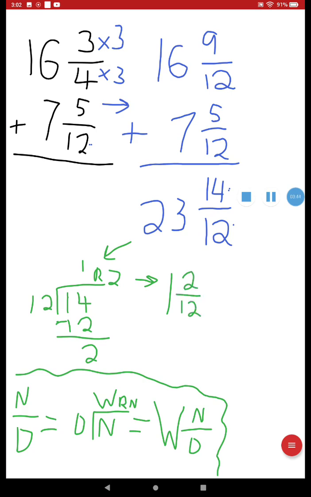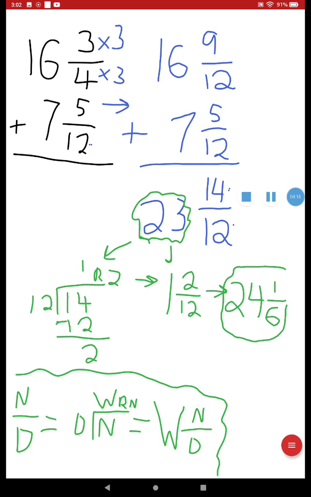But I can't forget, I still have this 23 up here that I need to add to the 1. What's 1 plus 23? Well, that's 24. And can 2 and 12 be simplified? Yes, it can be. Because 2 divided by 2 is 1. 12 divided by 2 is 6. So now that I've finally regrouped and simplified, I get an answer of 24 and 1/6.